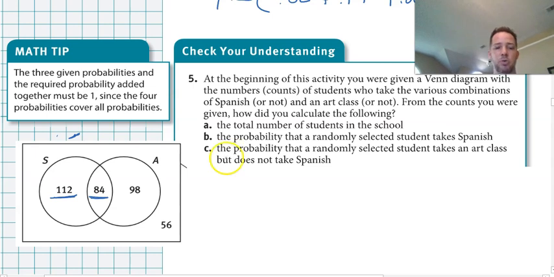How did you find the probability that a randomly selected student takes an art class but does not take Spanish? That would just be this region out of 350. So we'd be selecting 98 out of 350 for that one. And you do get 0.56 and 0.28 for those two.